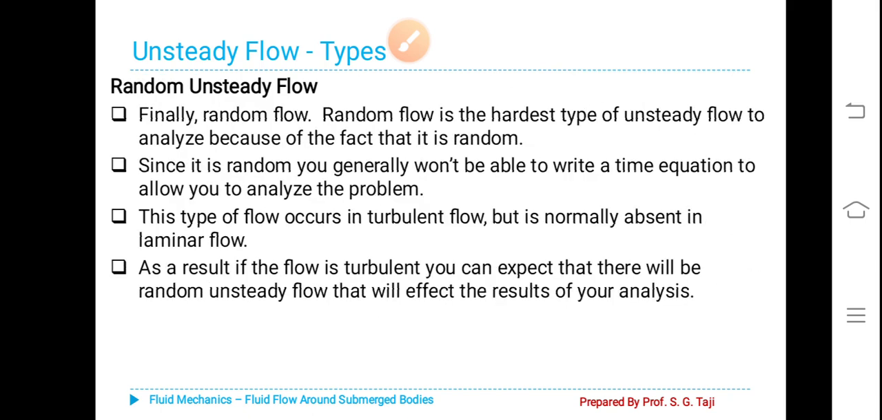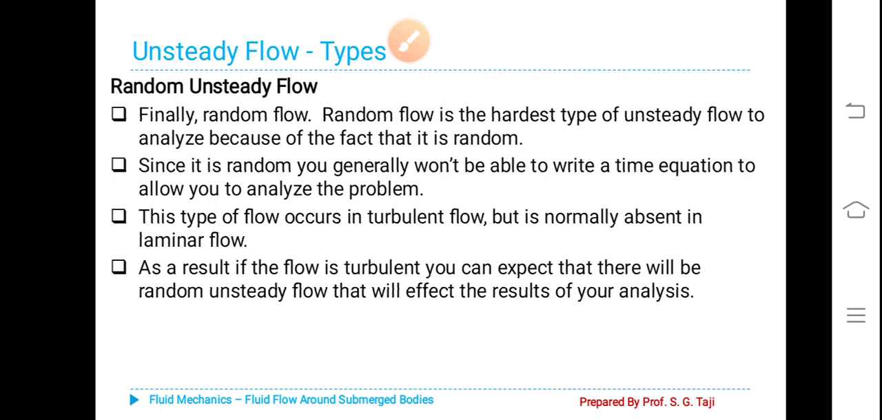Random unsteady flow. Apart from non-periodic and periodic, there is random. Finally, random flow is the hardest type of unsteady flow to analyze because it is random. Since it is random, you generally won't be able to write a time equation to analyze the problem. That is the difficulty we face. That's what I mentioned at the beginning itself, that unsteady flow is usually associated with change in velocity and momentum, that is, variation in the variables. That's why the problems associated with this are difficult to solve.